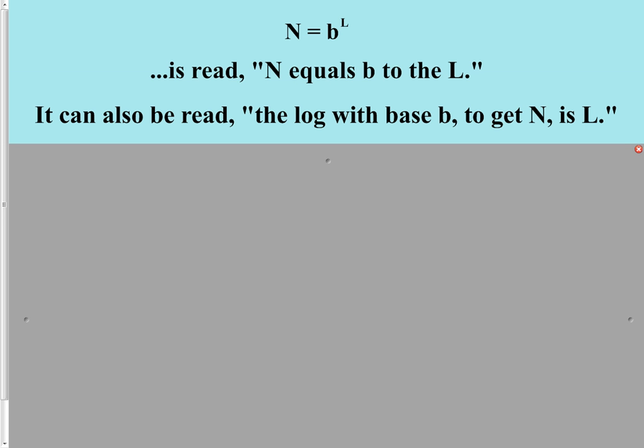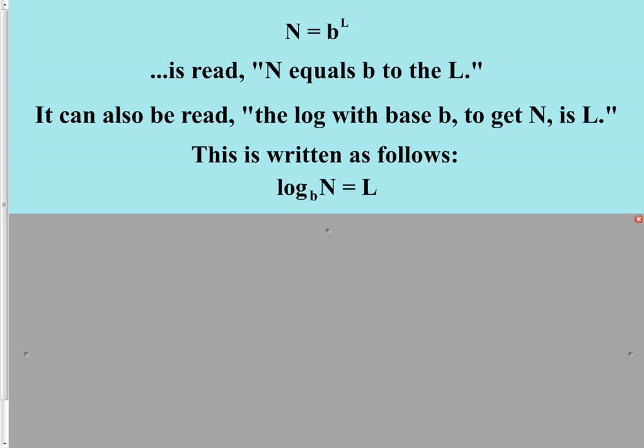The alternate way of reading that is the log with base b, to get n, is L. And writing that in an alternate mathematical format, we get log base b of n is L. We need to be able to convert back and forth between these two notations, the one at the top of the screen and the one at the top of the gray slider right now. You need to be able to get back and forth between those things pretty fluidly.